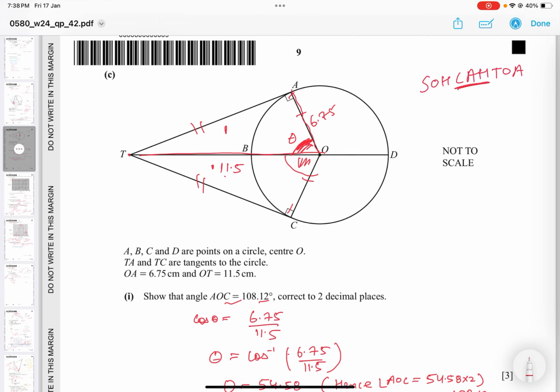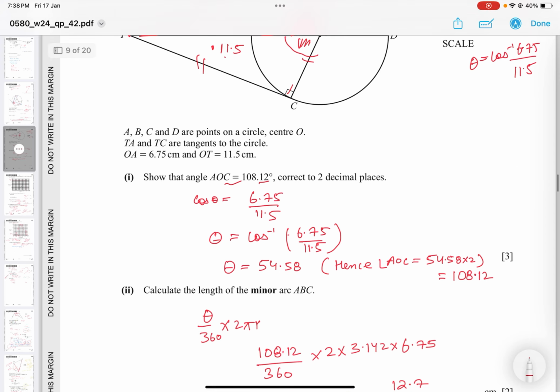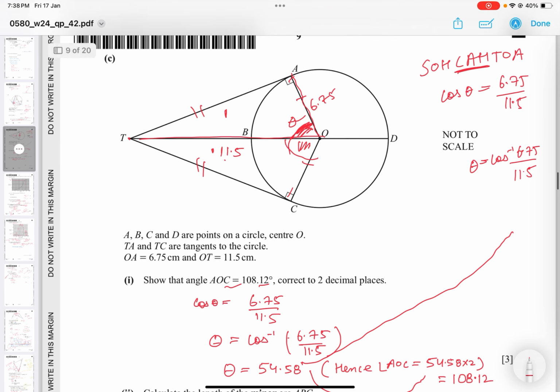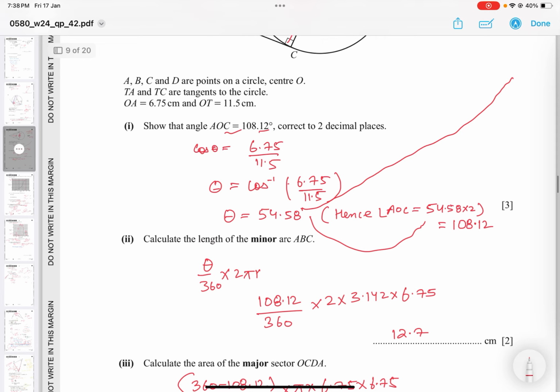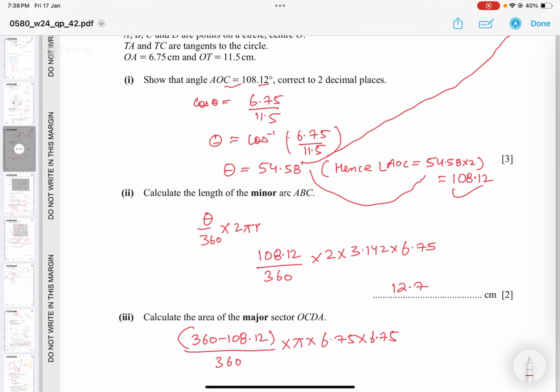We'll apply cos. Let this angle be theta. Theta equals adjacent, that is 6.75 upon 11.5, and then theta would equal cos inverse of 6.75 upon 11.5, and you will get your answer for theta. Just double it, because we have to find this complete angle and these two are equal, and the answer would be 108.12.